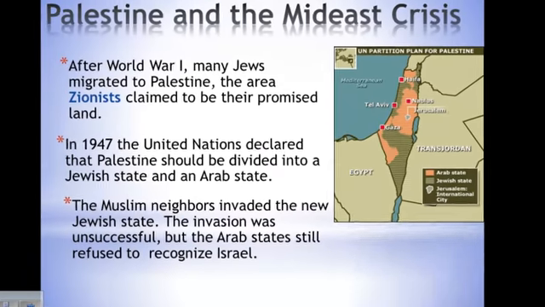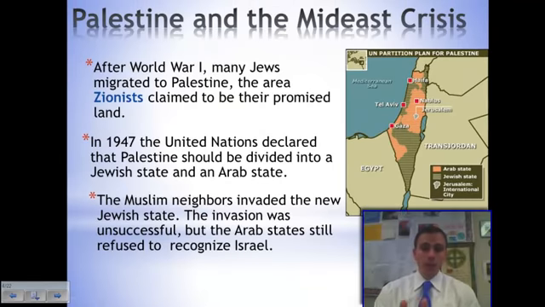Now, after this, first of all, on that map, the majority of the population in any of those regions was heavily Muslim, heavily Arab. So, as soon as this happened, the Muslim neighbors invaded, and it was a complete disaster. They didn't stand a chance against the Israeli armed forces, but they still didn't recognize Israel.